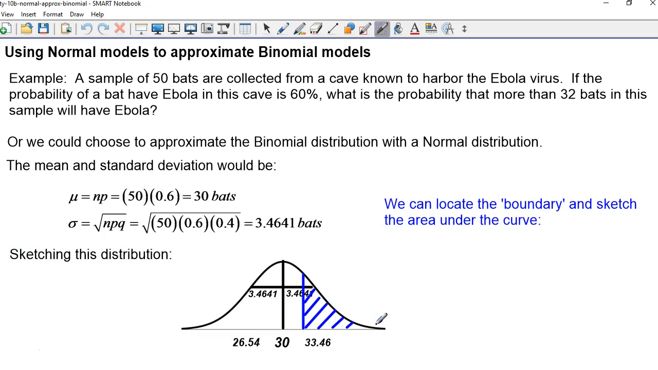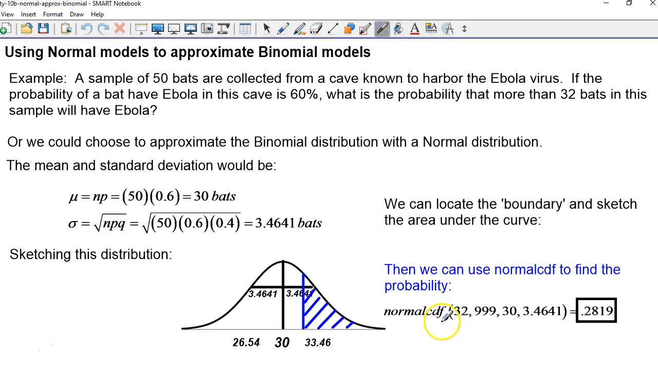And so if we're trying to find the probability that more than 32 bats have Ebola, then I could put a boundary value here at 32, which I estimate to be approximately here, and then we'd be shading the upper part of that curve, and that means we could use a normal probability function from 32 up to something representing infinity with a mean of 30 and a standard deviation of 3.4641. That gives me 0.2819, which was fairly similar to the value that we got with binomial, 0.2369. So we had 0.2819 for the normal approximation and the fully correct value 0.2369.